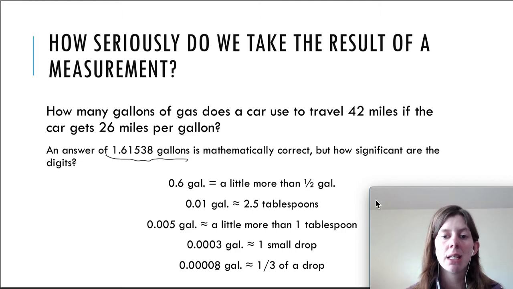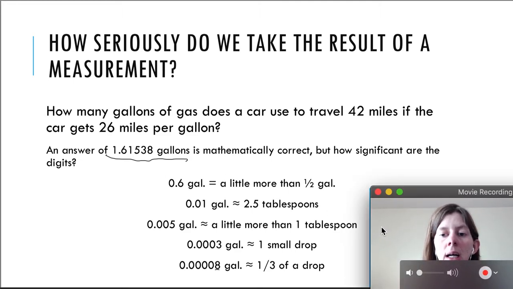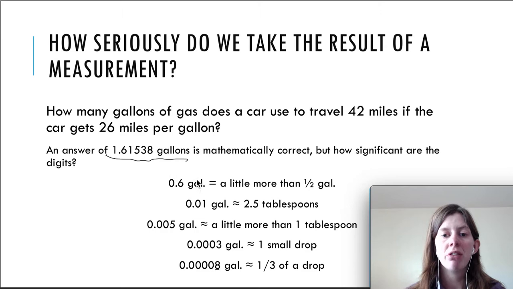And just for your reference, I give you an idea of what each of these are worth. So 0.6 here is a little more than half a gallon, so you're comfortable with that number. But if you go down to the 0.00008 gallons, that's only a third of a drop. There's no way that you know whether or not you used that 1/3 of a drop. So when you're doing calculations and giving answers, you don't want to keep too many digits unless you really are confident that you know those numbers were there for sure.